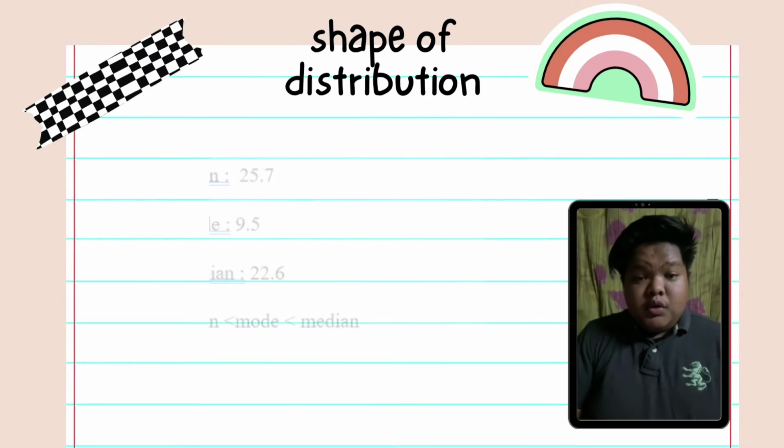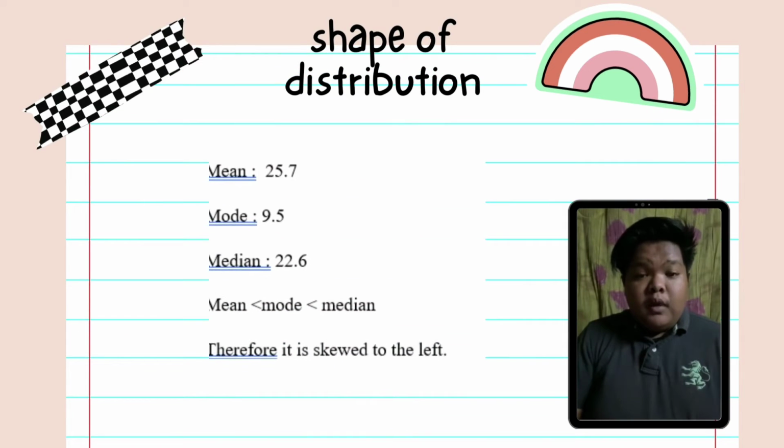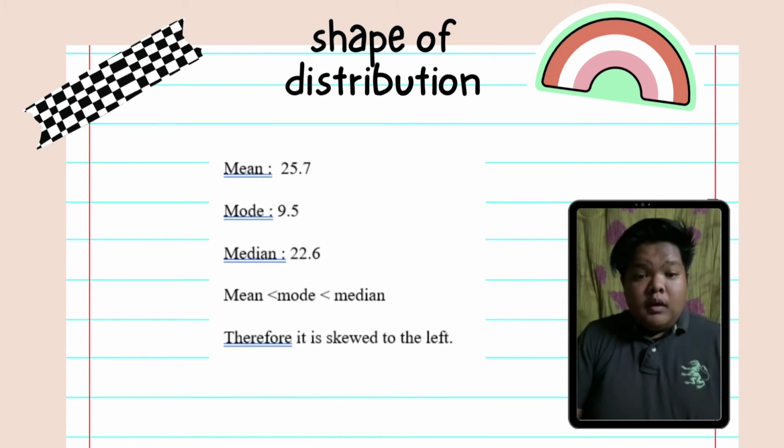Shape of distribution. Mean is 25.7, mode is 9.5, median is 22.6. As you all can see, mean, mode, median is skewed to the left.